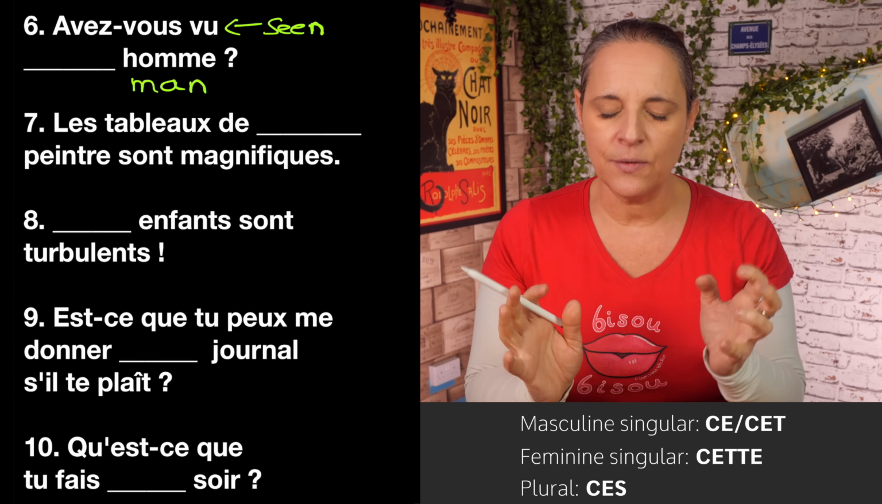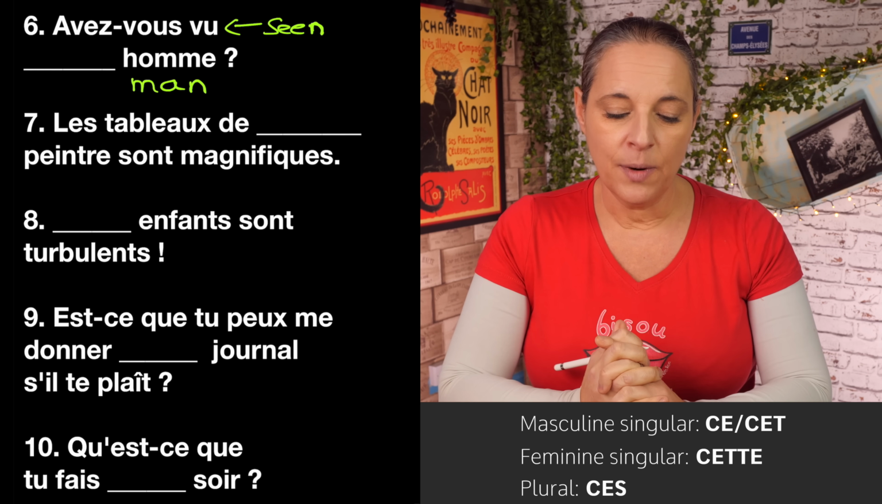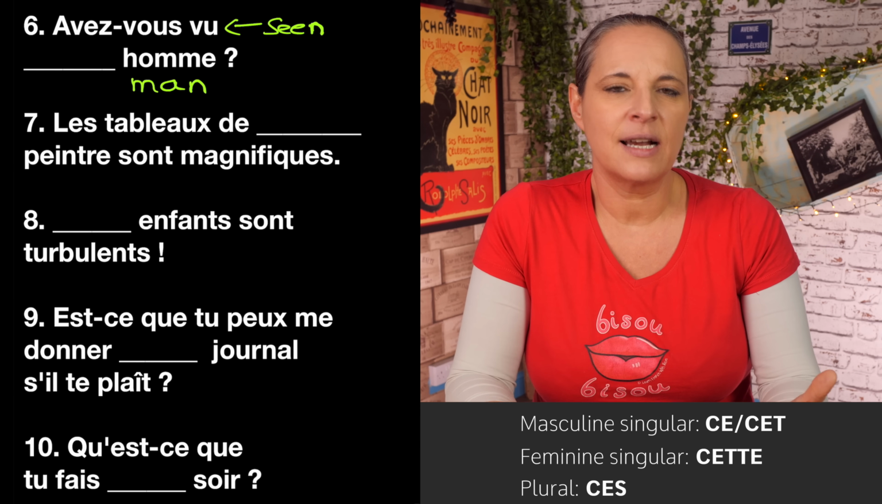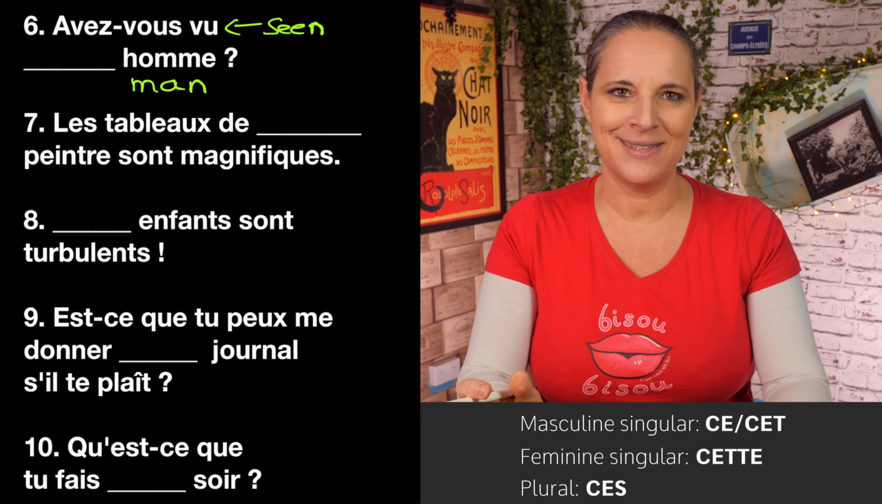Just concentrate and always look at the list. Is it ce, cet, cette, or c'est? Well, homme is a man. So, though it ends with an E, it's likely that the word is masculine.